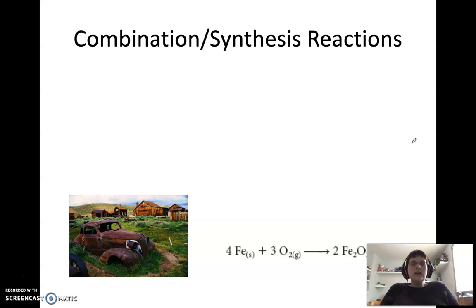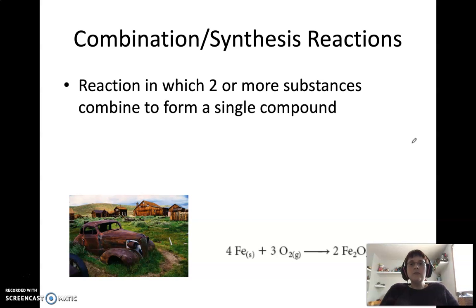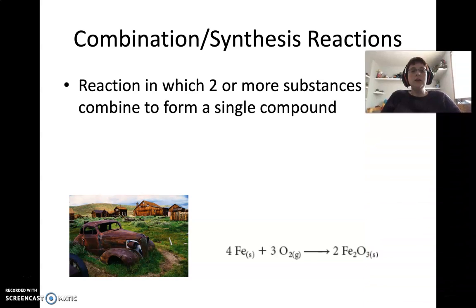So the next classification of reaction is what we call combination or synthesis reactions. Combination because you're putting things together. Synthesis because to synthesize means to make. And so this is simply a reaction where you get 2 or more substances combining together to make a single compound. So the reaction that you're looking at here in this equation is the reaction to make rust, like you see on the car. So you've got iron plus oxygen getting you iron oxide.